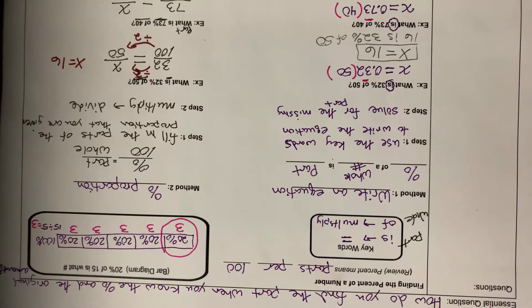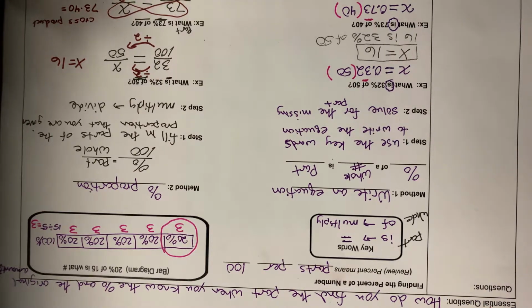I also want to review our cross product method. Just to review cross product, when we have two ratios that are equal to each other, like this proportion, if we multiply across, 73 times 40, that's going to equal x times 100, so 100 times x. 73 times 40, when you use your calculator, you get 2,920 is equal to 100x.